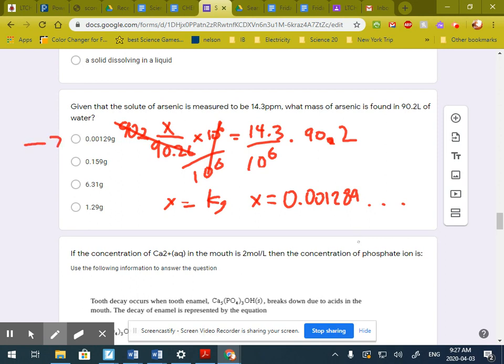They stopped here. But the thing is that in parts per million and percentages questions, the units on the top and the bottom are the same scale. So the unit on the top being a kilogram is not what the question wants. The question wants grams, so we have to times that by 1,000. And we get 1.289, or 1.29 rounded. So that's the right answer.